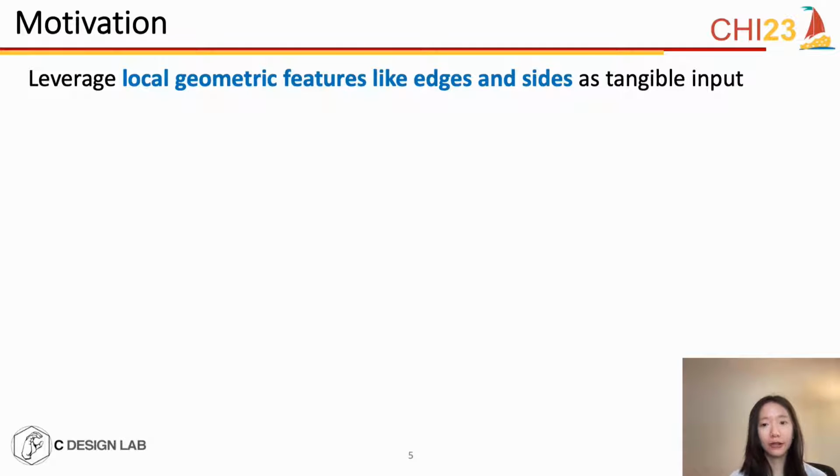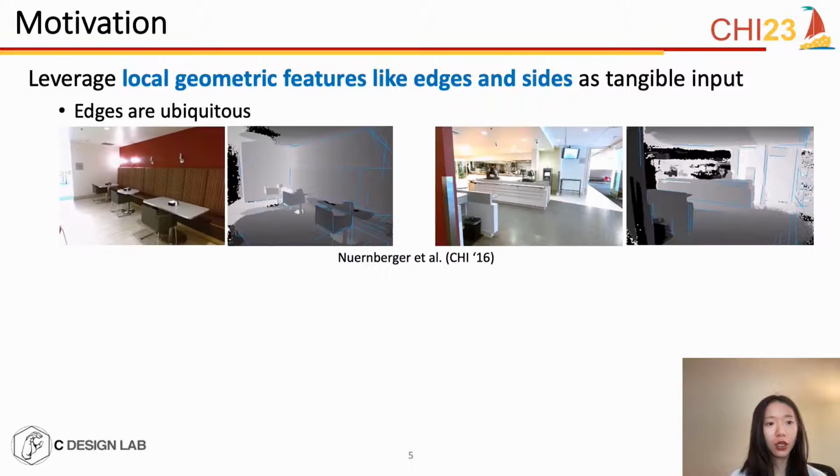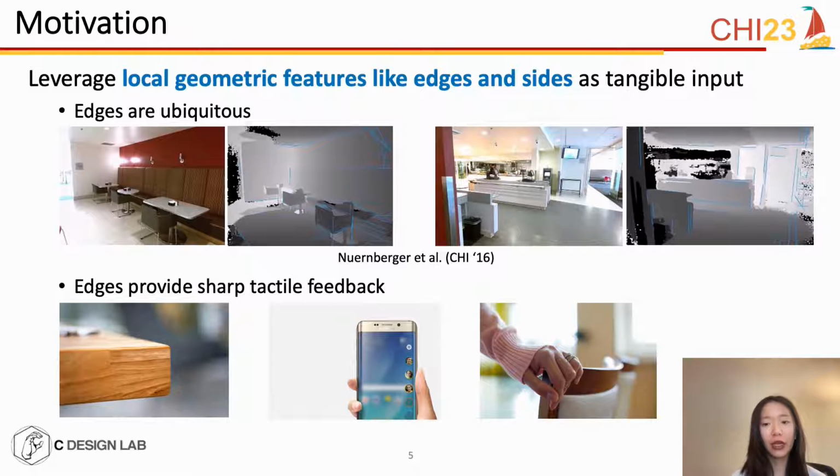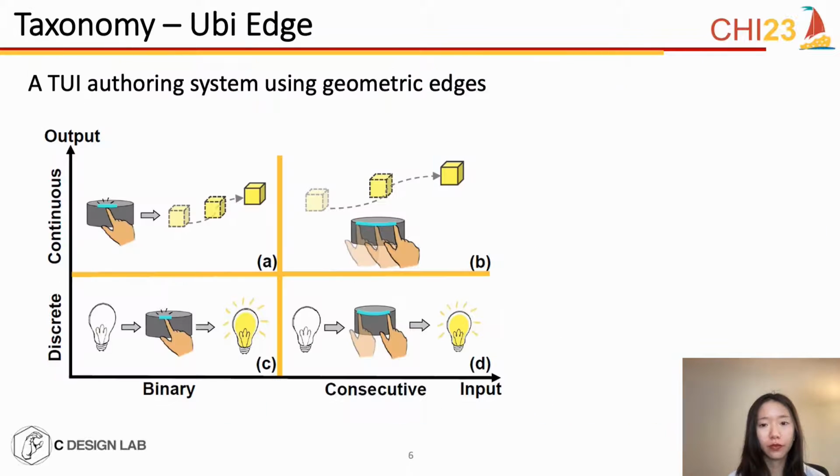This inspires us to leverage local geometry features instead of the entire object to customize Opportunistic TUI. Specifically, we focus on geometry edges and sides, which are ubiquitous on everyday objects. Edges can also provide sharp tactile feedback, and users do not need to pay full attention when interacting with edges. For example, we know where the edge of a desk is through direct touch, and we do not need to look at it. Then how do we let users utilize edges to author an opportunistic TUI application?